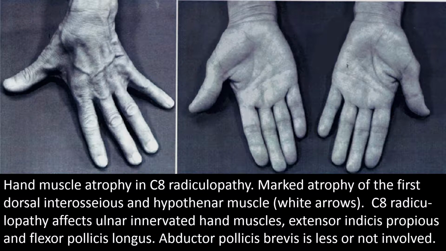In this new picture, you can see the photograph of a patient with C8 radiculopathy, that is, of the hand of a patient with C8 radiculopathy. Here, the atrophy involves the first dorsal interosseous and the hypothenar muscles. In C8 radiculopathy, the extensor indicis proprius, a radial innervated muscle, and the flexor pollicis longus, a median innervated muscle, are also affected, but the abductor pollicis brevis is either not affected or minimally affected.